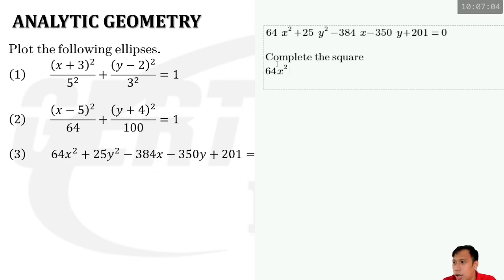Then, minus 384x. Okay? Then, space. Maglagay tayo ng space. Then, 25y squared. Okay, 25y squared. Then, minus 350y. Okay? Then, i-transfer natin yung constant to the other side. Maging negative 201.